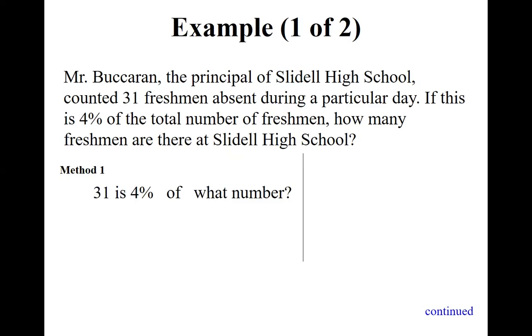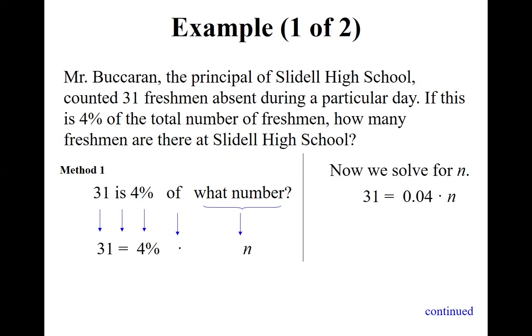Method one is to translate this into an equation. 31 equals 0.04 times n. 31 is 4% of what number? And then solve for n by dividing both sides by 0.04. 31 divided by 0.04 is 775. So 775 would be n. In other words, there's 775 freshmen at this high school.